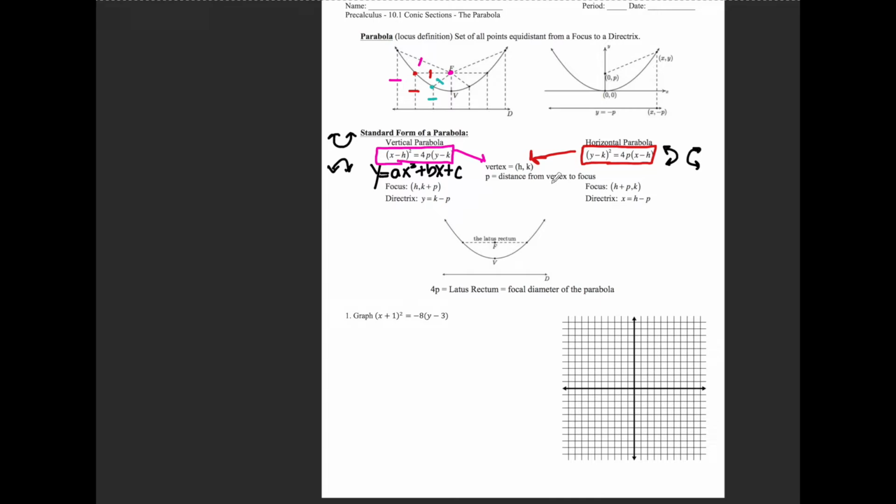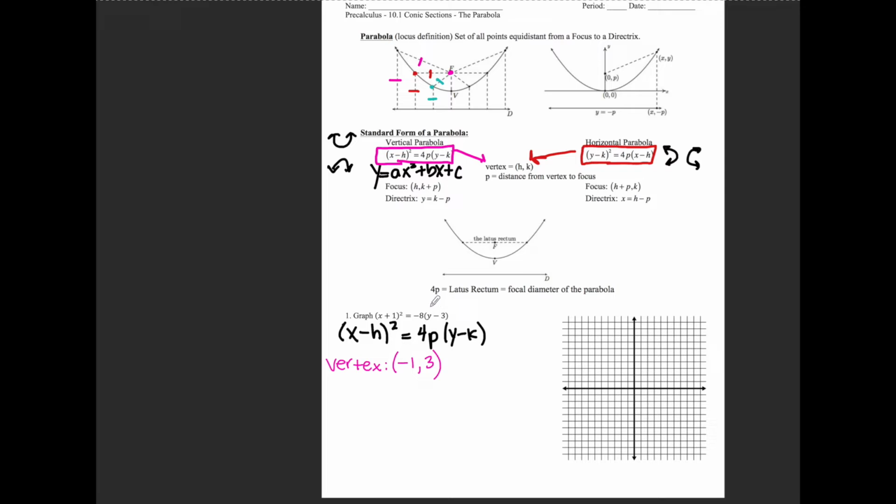Let's do an example. In number 1, I have x plus 1 squared equals negative 8 times y minus 3. Now, this is already in one of these forms, so I don't have to worry about trying to get it to look like that. I have an x plus 1 squared, so I know it matches this equation. So I'm going to rewrite this down here: x minus h squared equals 4p times y minus k. I can see that the h matches up with the 1, and the signs are opposite. So my vertex is going to be negative 1, positive 3. And again, that's coming from h and k up here.